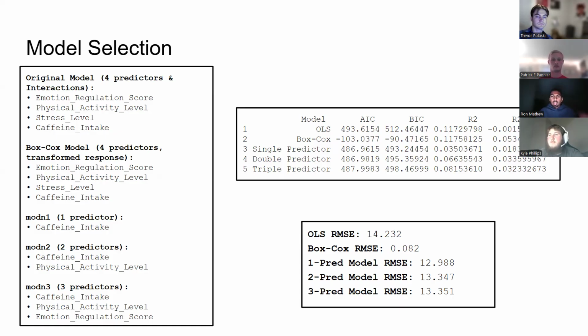Within the other 4 models, the triple predictor was the best with the lowest AIC, BIC, and highest R-squared and R-squared adjusted. And for the RMSEs found through cross-validation, the Box-Cox was the lowest of them all, even when presented at a different scale. It is found to be lowest compared to the other predictors.